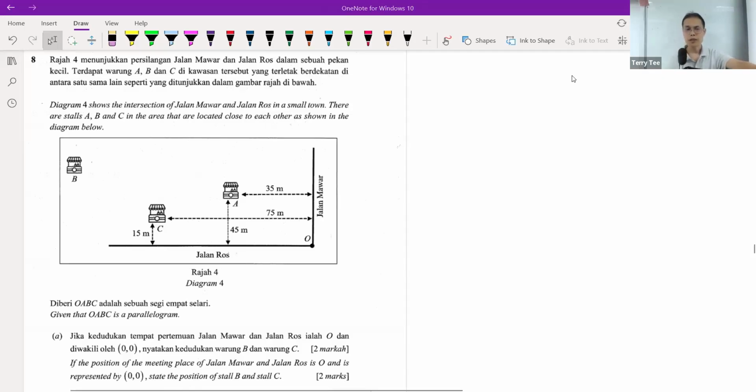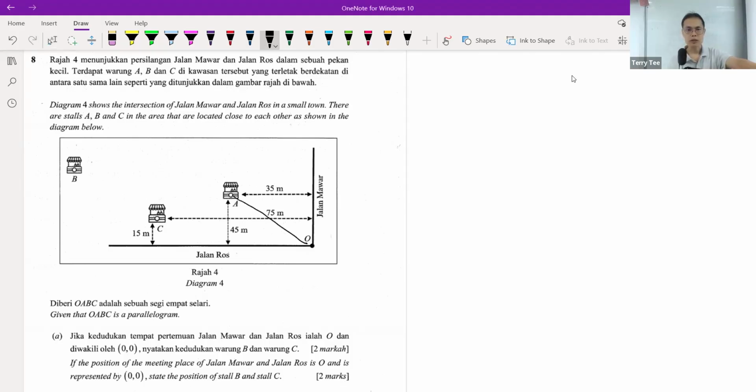Okay, moving on to question number 8. This is from chapter 7, coordinate geometry. The diagram shows the intersection of Jalan Mawar and Jalan Ros in a small town. There are stalls A, B, C in the area. They're located close to each other as shown in the diagram. Okay, so OABC is a parallelogram.